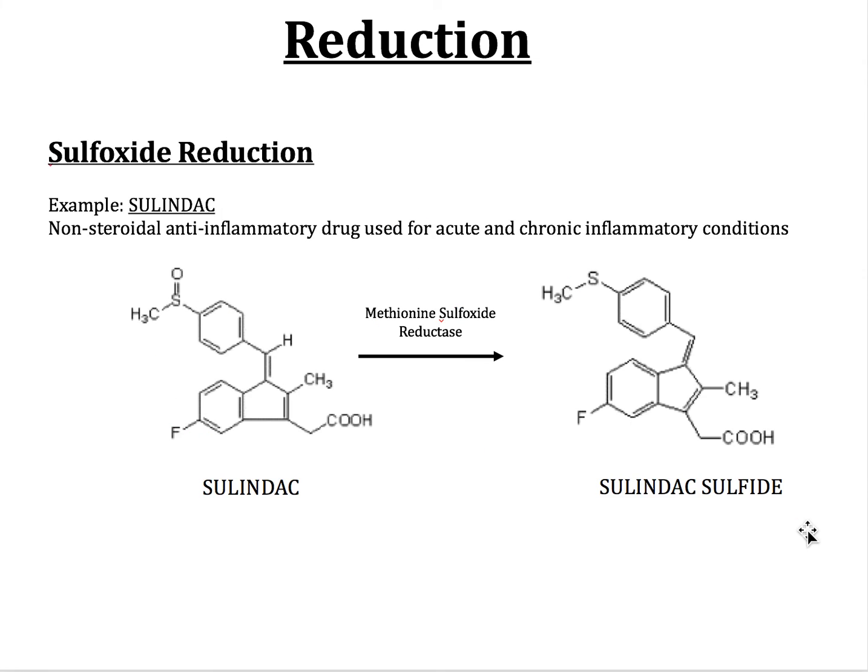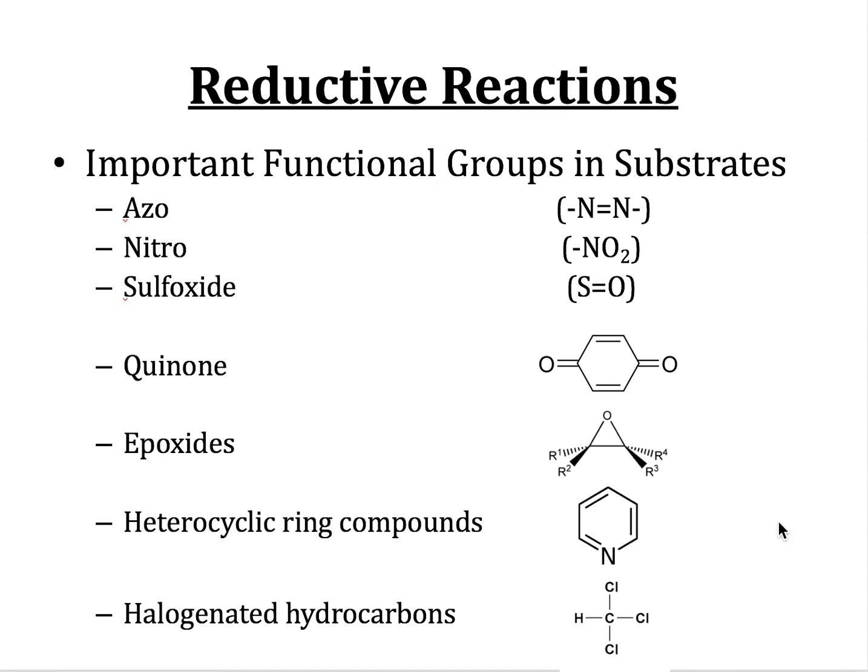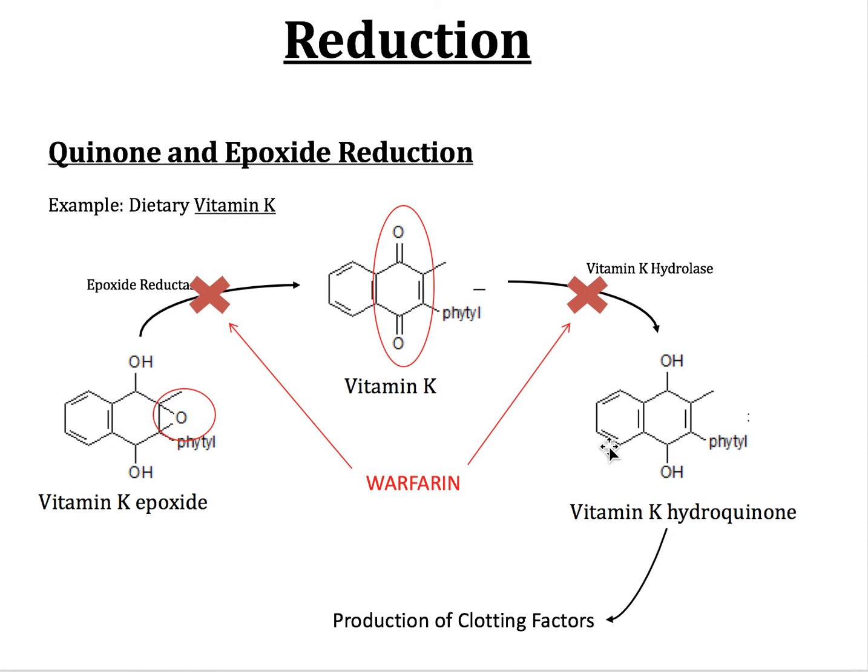If you go back, quinones look like this, and epoxides are this. So you clearly see that this is the epoxide, and this here is a quinone. So you want to be aware of these two enzymes: epoxide reductase and vitamin K hydrolase.